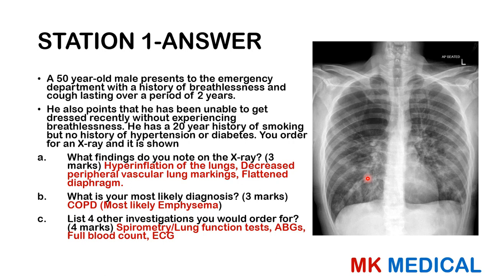Also, you have this decrease in the lung markings, especially in the periphery. As you can see, in the periphery, you have this decrease in lung markings. In some x-rays, they may even appear darker than usual. We call that hypertranslucency of the lung fields. And you also have flattening of the diaphragm. So most likely, this patient has COPD, and most likely they have emphysema.